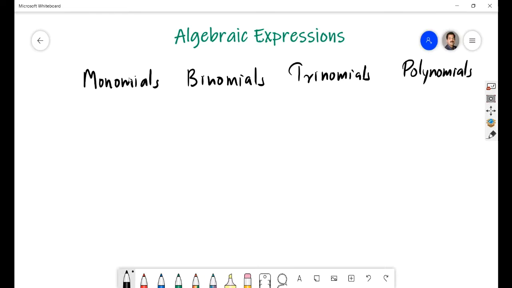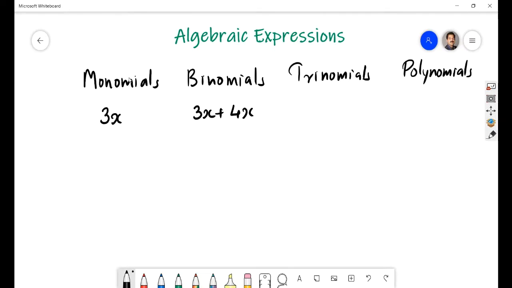The classification was mainly based on how many terms there are. A term is something that contains only multiplication as its operation. For example, if I simply write 3x, it is a single term and it is a monomial. If there is another operation like addition or subtraction and another term comes, then it becomes a binomial. Further, it is a trinomial and a polynomial.